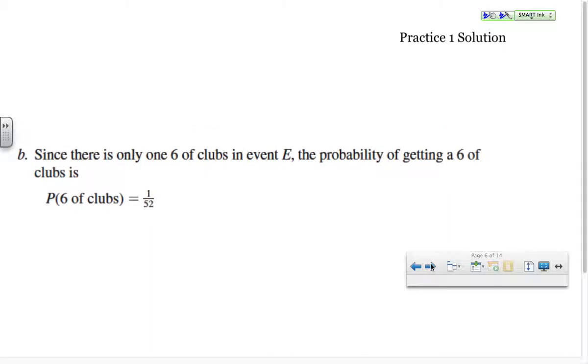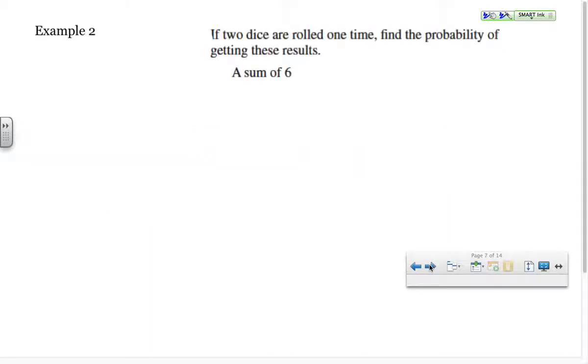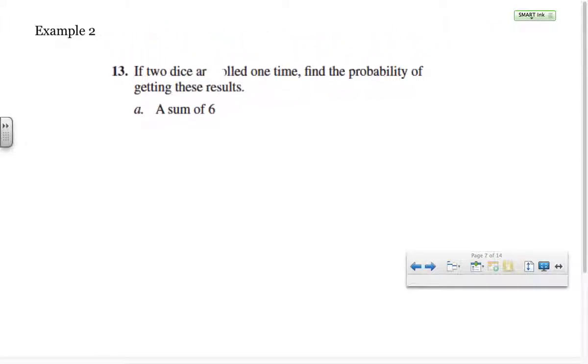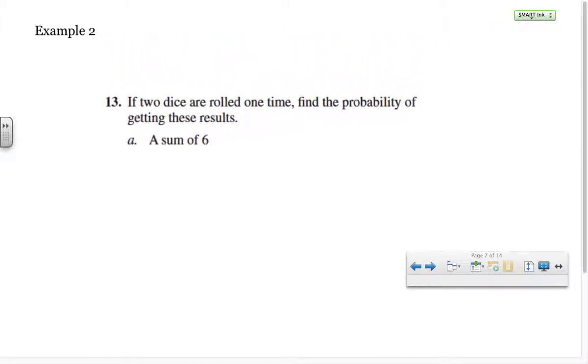Here's your solution. All right, so example number 2. What happens if I have 2 probabilities going on? It says if 2 dice are rolled at one time, I have to move this because I can't see it. If 2 dice are rolled one time, find the probability of getting these results. Now, this is an interesting problem because this is saying I want a sum of 6. So I actually need to know how many possibilities I have. All right, so I need to find all the sums of 6.